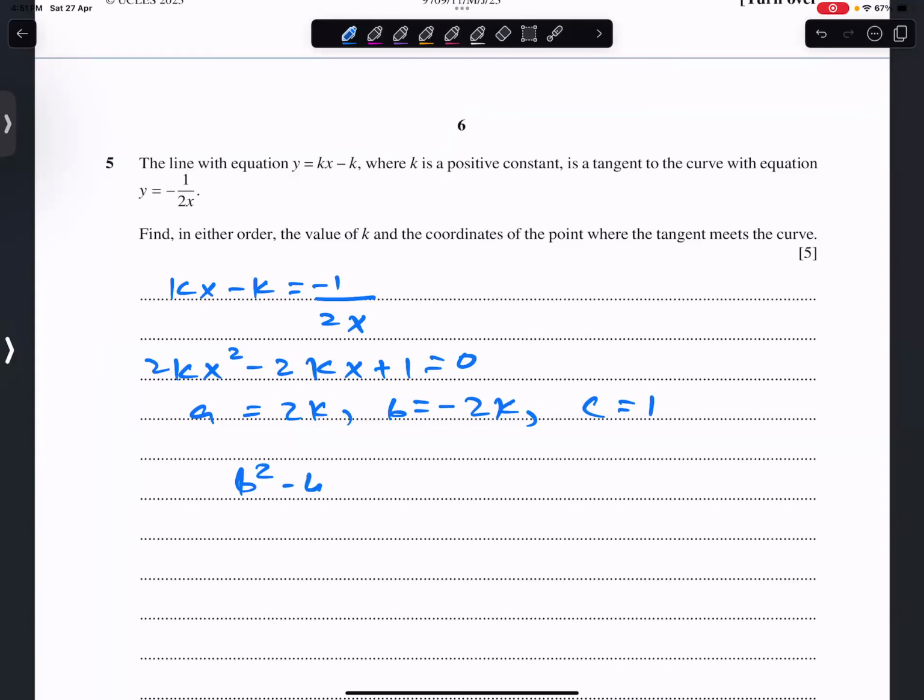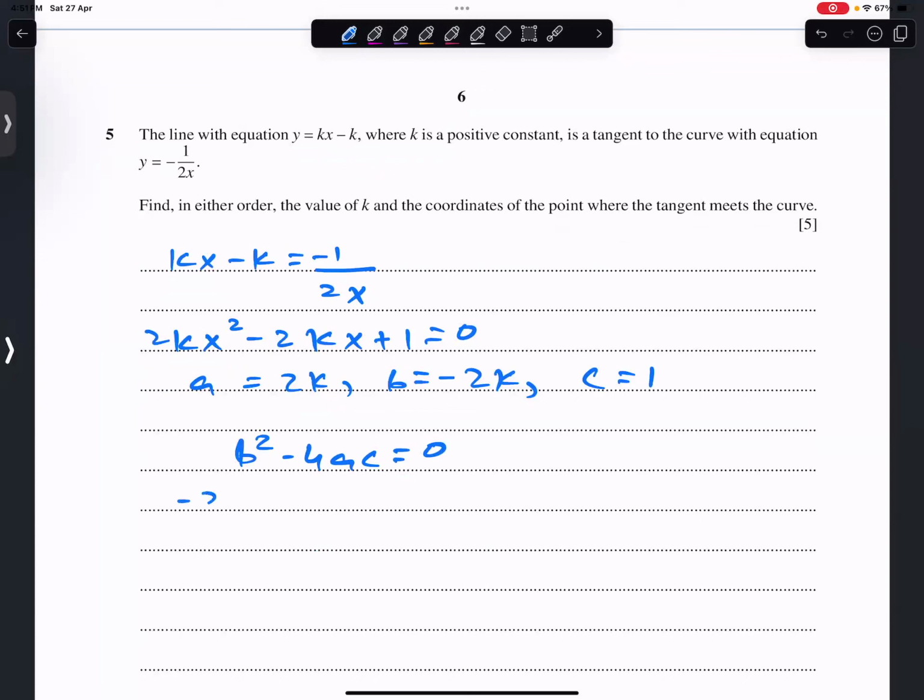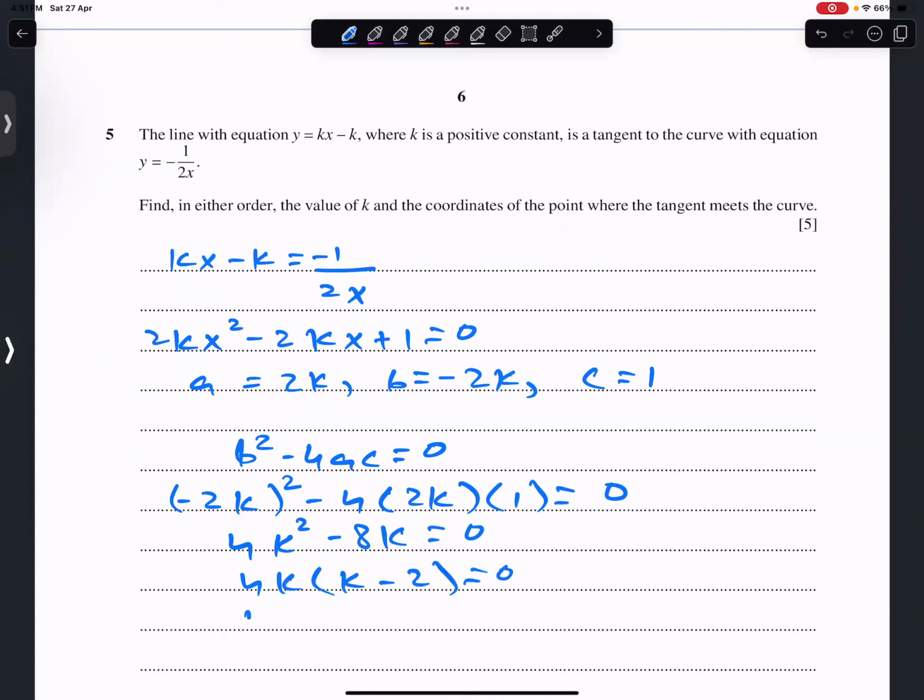So b squared minus 4ac equals 0. So (minus 2k) whole squared minus 4 times 2k times 1 equals 0. So 4k squared minus 8k equals 0. Take the maximum common terms: 4k into (k minus 2) equals 0. So k is 0 and k is 2.